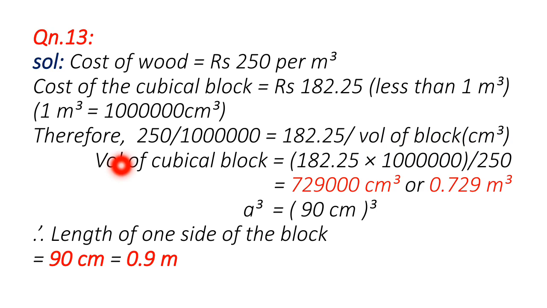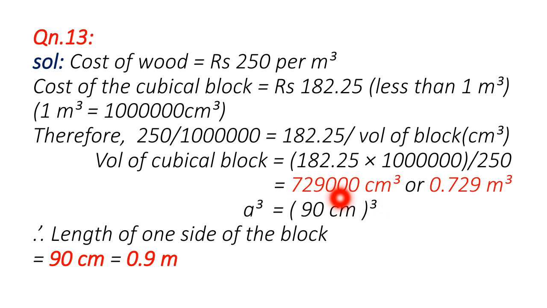See, the volume of the cuboidal block is equal to 182, after cross multiplying the terms, 182 into 10 to the power 6 divided by 250. So 182.25 into 10 to the power 6 divided by 250. If we solve those, we will get this 729,000 centimeter cube.